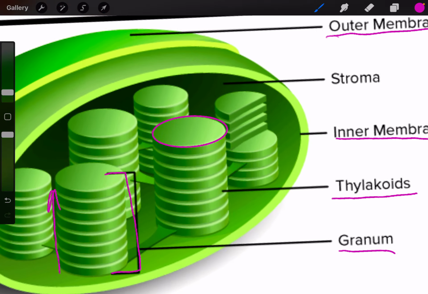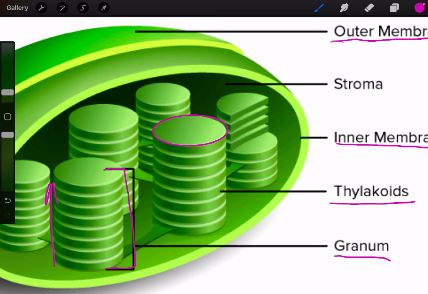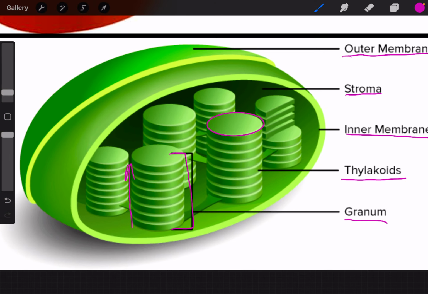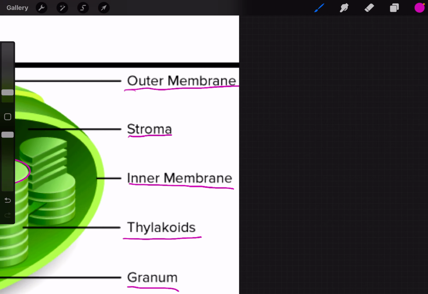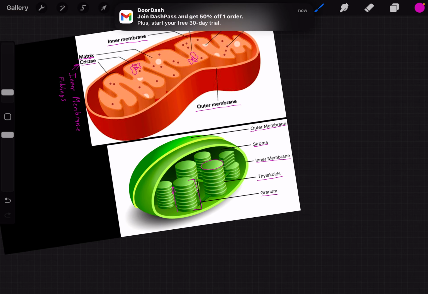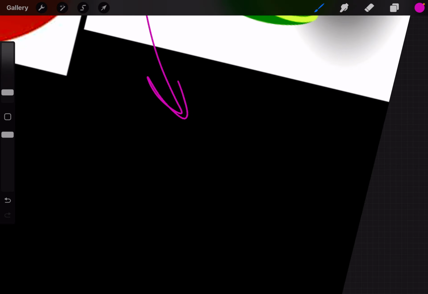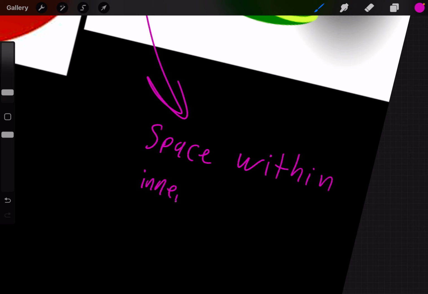The space inside of the inner membrane, again, it's not called the matrix, it's called the stroma, so you can't get them mixed up. Stroma is the space within the inner membrane.